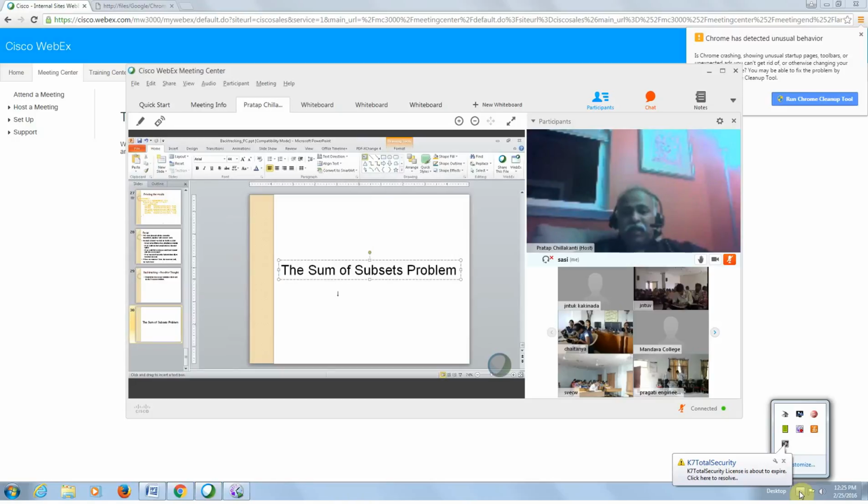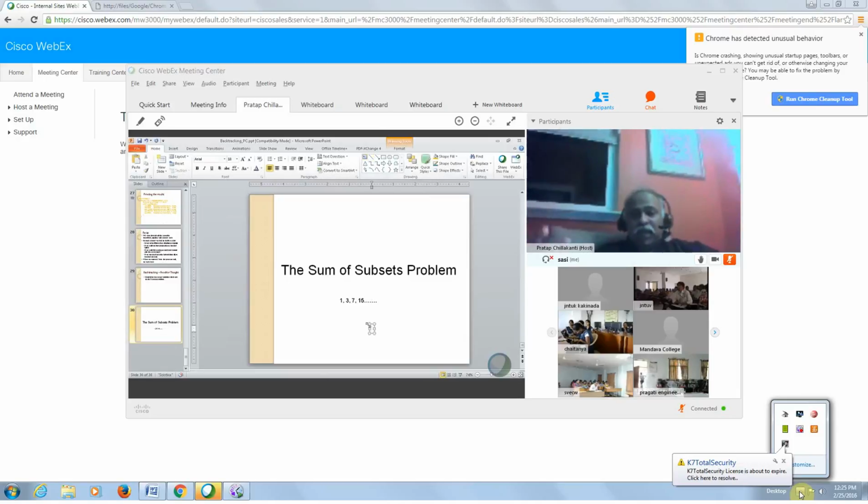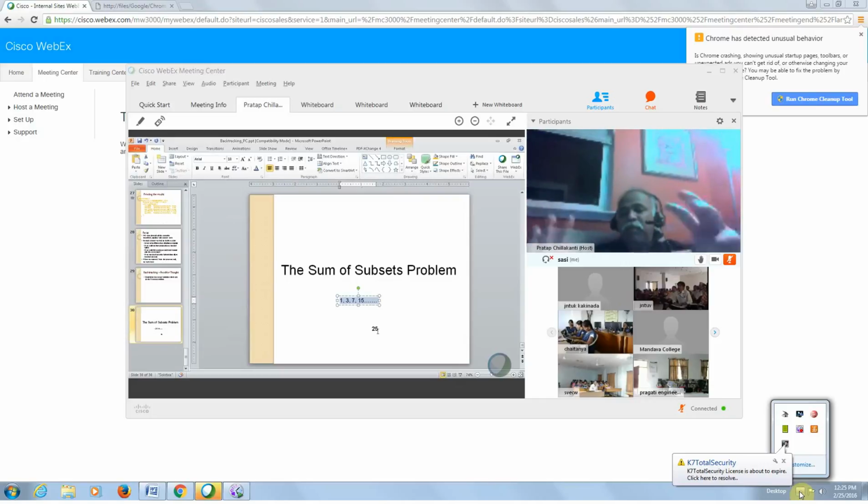So if I have, let's say, some numbers here, like 1, 3, 7, 15 and so on. What sum of subset says is, if I want to come up with a value, let us say something like 25, what combinations of this subset of numbers can I use to come up with the value 25? Sum of subset.